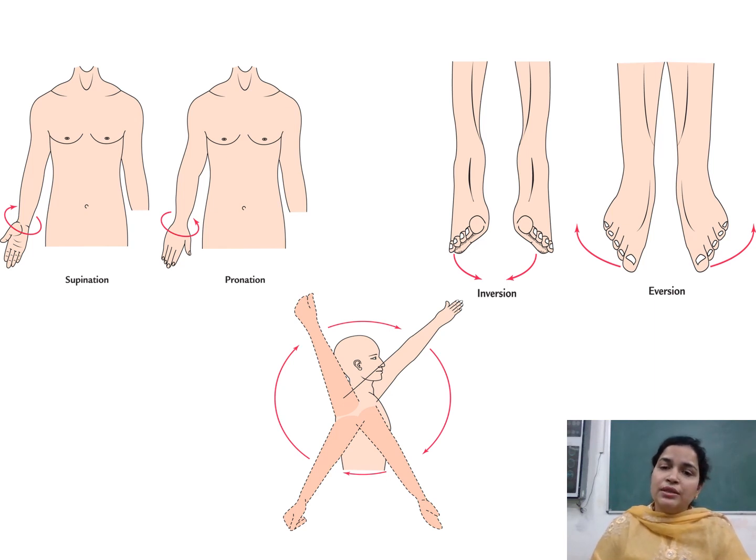Now these inversion and eversion movements occur at the calcaneocuboid and talocalcaneonavicular joints. These are the mid-tarsal joints, and they are very helpful during walking.